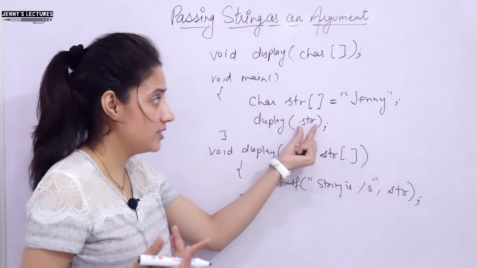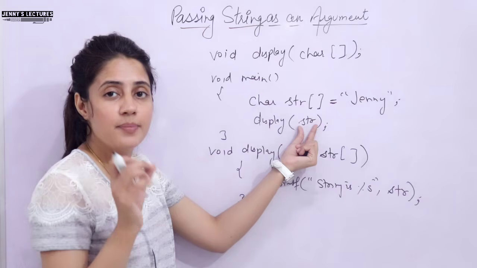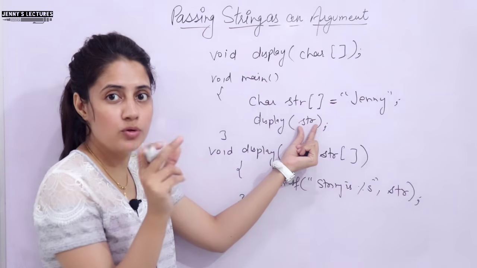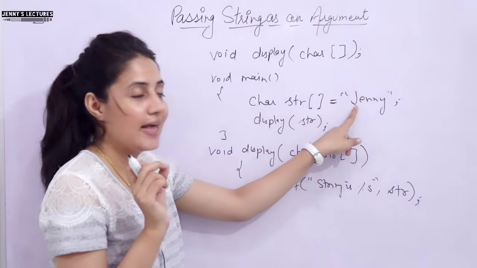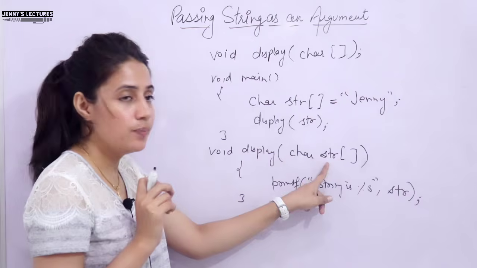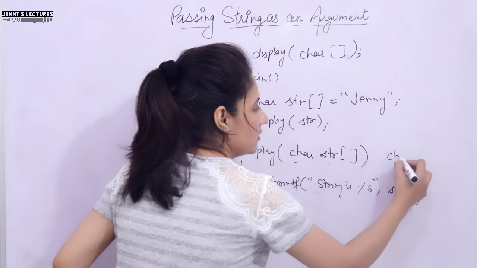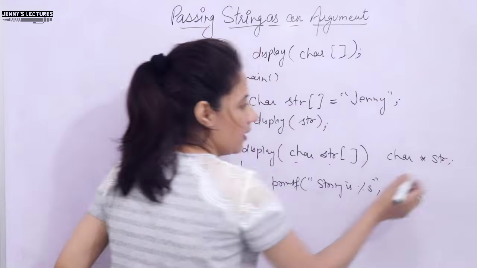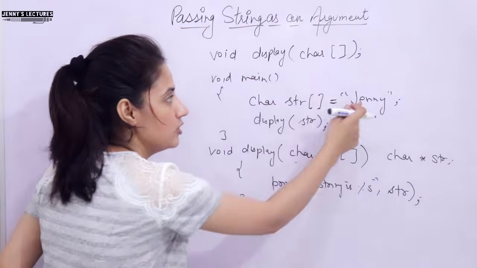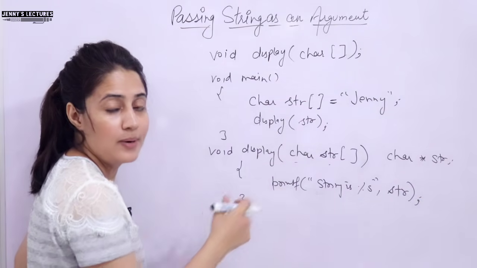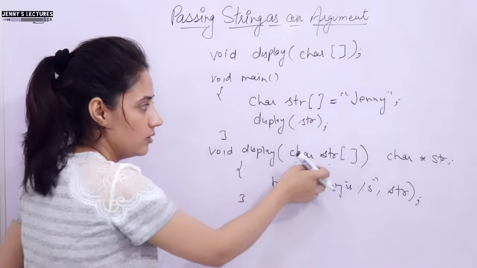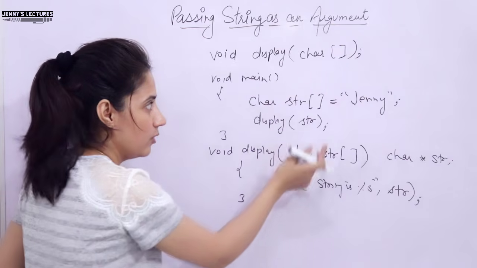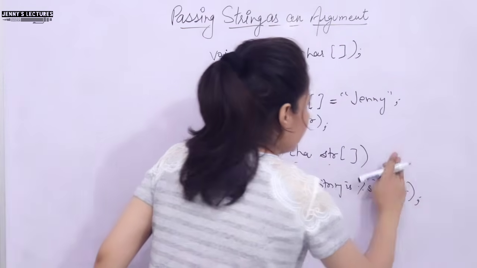So what does str mean? Str contains the base address of the character array, or you can say the address of the first character. So that address would be passed. The compiler will interpret this as char *str, meaning str is a pointer to this string. So ultimately it is called by reference. It's not a duplicate copy of this string, right?